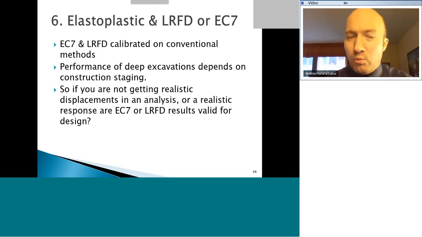So a question becomes, okay, Dimitris, we've done the limit equilibrium analysis. How do you do a nonlinear analysis using LRFD or Eurocode 7? They have been calibrated on conventional methods, but we know that the performance of excavation depends on construction staging. So let's say that you're using one of these M2 combinations, you're modeling your nonlinear analysis, and on the first stage you get 15 centimeters of movement, let's say close to 4.5 inches. And you continue building your excavation, at least in your model, right?